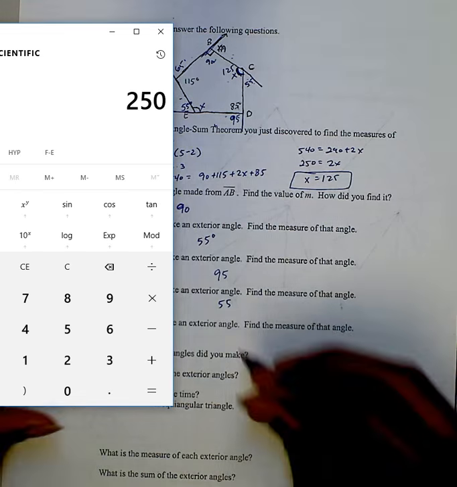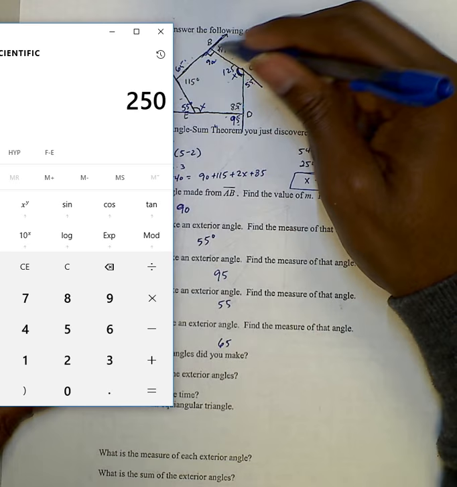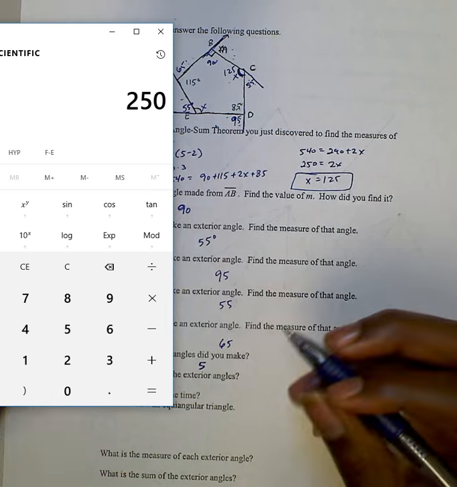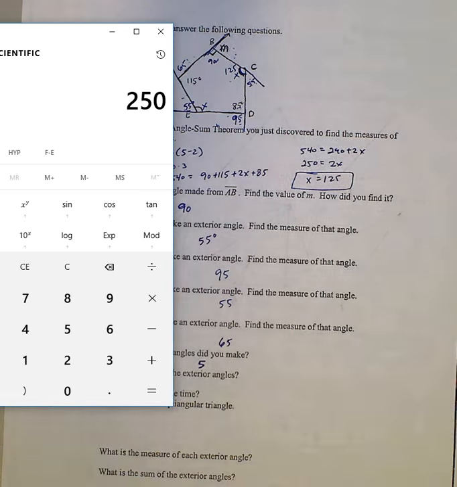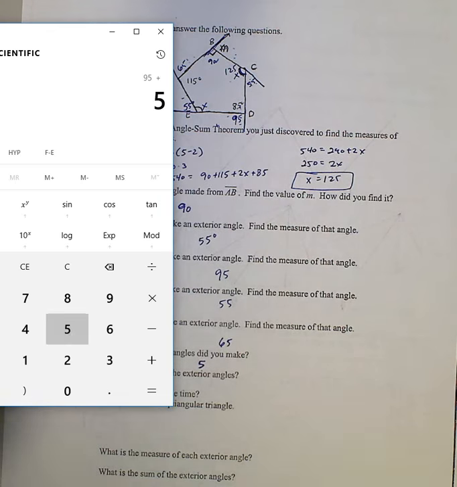Okay, how many exterior angles do we make? 1, 2, 3, 4, 5. What are the sum of the exterior angles? If we add all these together, we have 95 plus, sorry, I gotta make sure I'm starting at the right spot. I started down here. 95 plus 55 plus 65 plus 90 plus 55. 360.